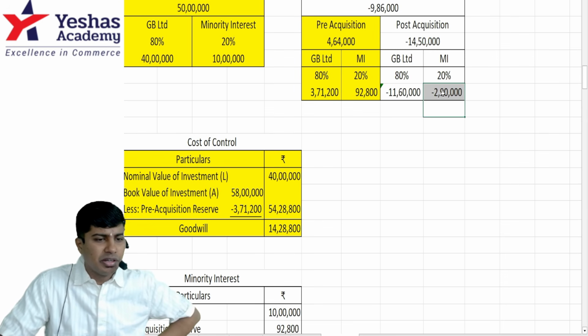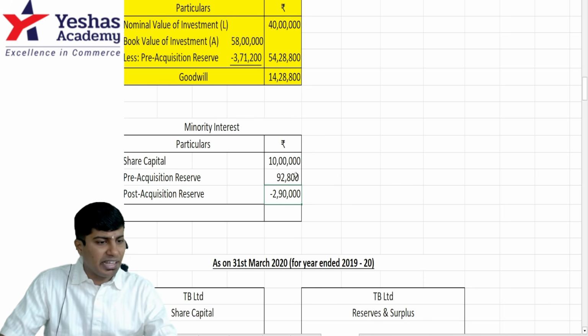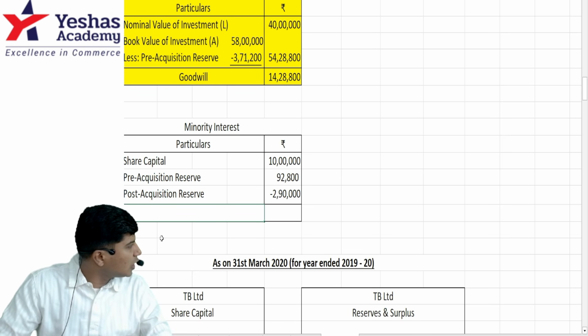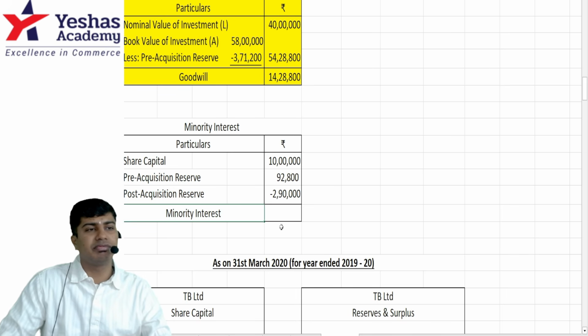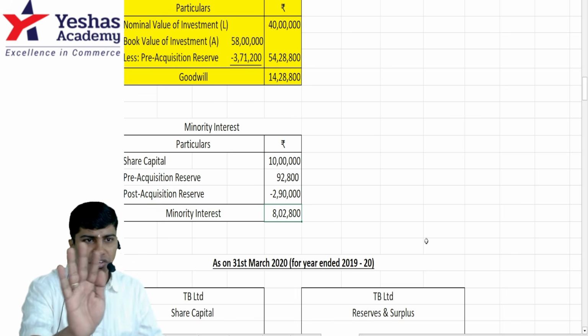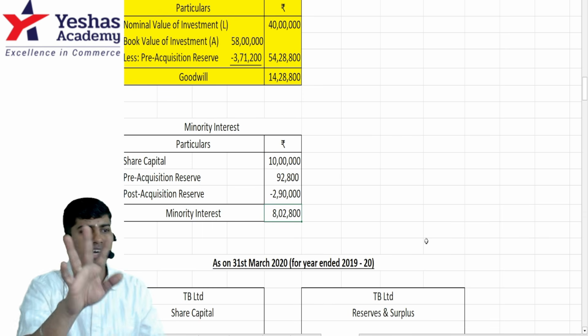How much? Can I write minus 2,90,000? I can write minus 2,90,000. Total of minority interest cannot become negative. How much is total minority interest? Still positive, no? Possible. This is right. This is the first part.